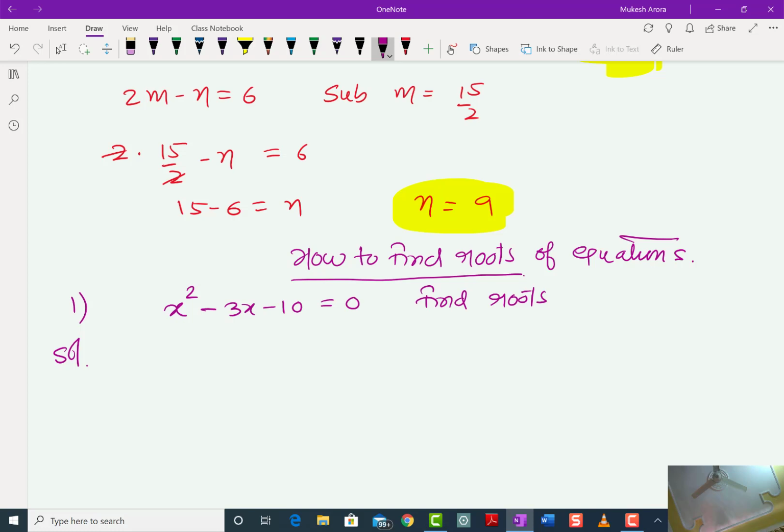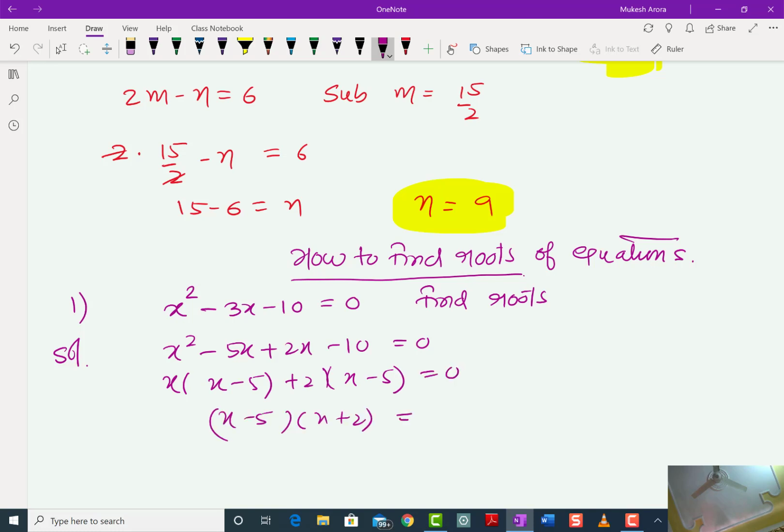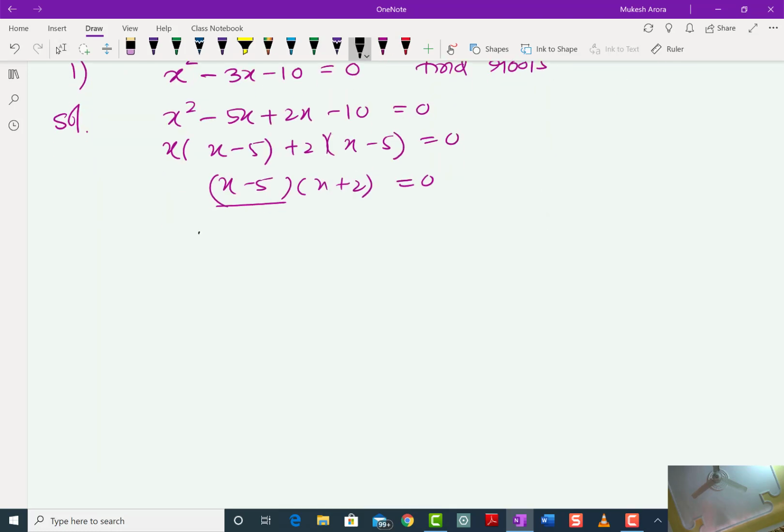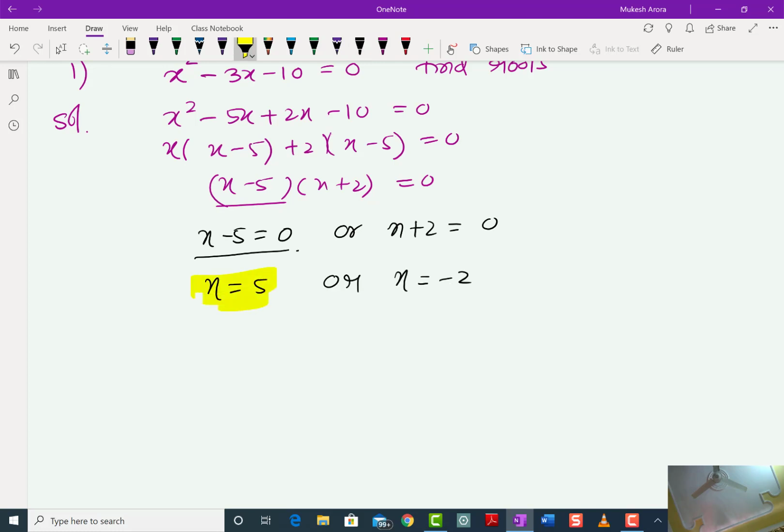Today the method we are going to discuss is the factorization method. So simple: x squared minus 5x plus 2x minus 10 is equal to 0. x is common, x minus 5, plus 2, x minus 5 is equal to 0. So x minus 5, x plus 2 is equal to 0. In ninth class we have done how to find the zeros, that means x minus 5 is equal to 0 or x plus 2 is equal to 0. The first value will be x is equal to 5 or the second value is x is equal to minus 2. Both are the answers because we are doing the quadratic equation.